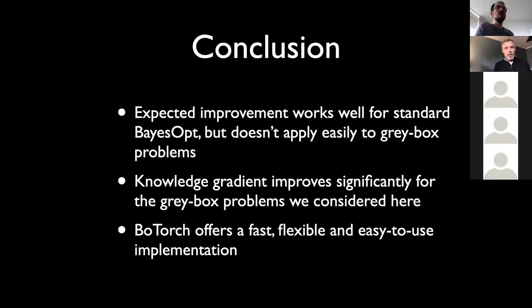So yeah, just in conclusion, expected improvement is great and really allows us to derive a lot of value in Bayesian optimization. But if you're interested in using a gray box approach for a particularly challenging or important or high value problem, then expected improvement might not work out of the box for you, and you may end up finding yourself needing to do a lot of tweaking in order to make it perform well. Whereas a different approach would be to use the knowledge gradient acquisition function, which often works right out of the box for these problems, and for which there's a fast, flexible, and easy to use implementation made available by the folks who maintain BoTorch.